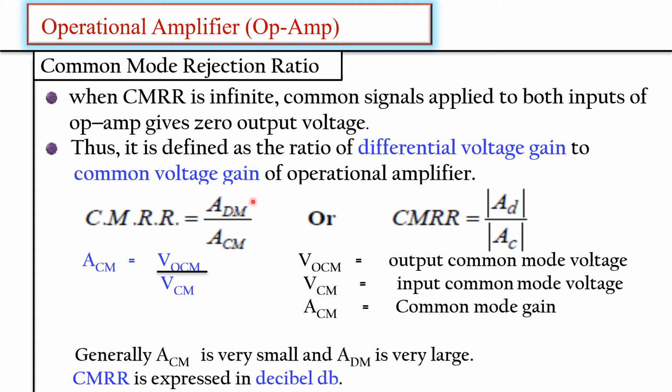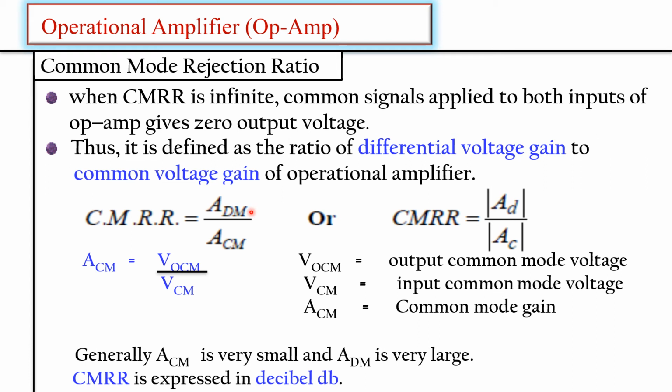Okay. So let us define what is CMRR. CMRR is the ratio of the differential voltage gain to the common mode voltage gain of the operational amplifier. What is this common mode gain? Common mode gain is nothing but the common mode voltage at the output upon the common mode voltage at the input. It is the ratio of the common mode voltage at the output to the common mode voltage at the input, that is ACM, and ADM is the differential voltage gain.